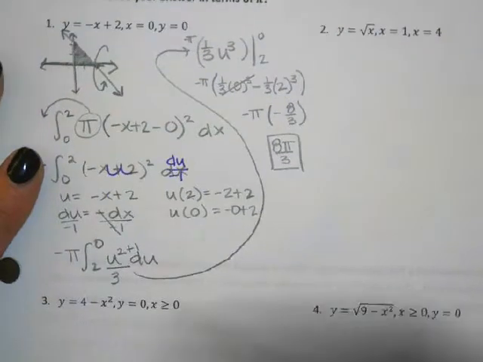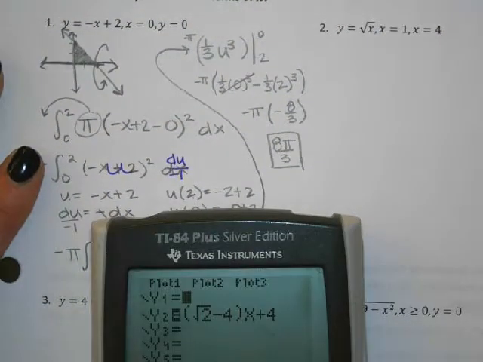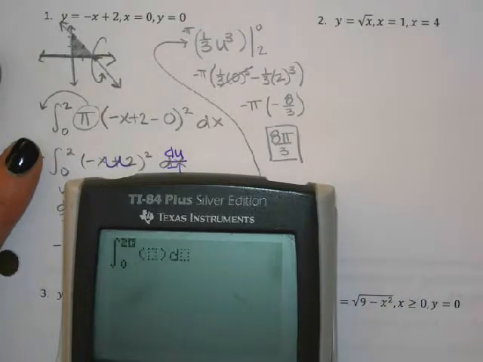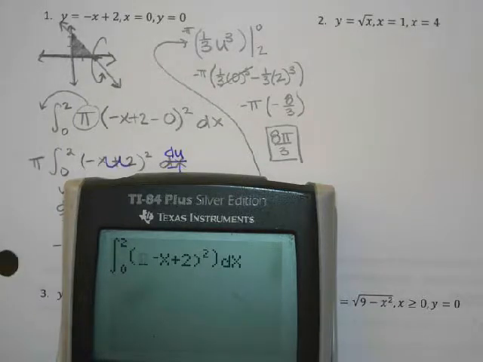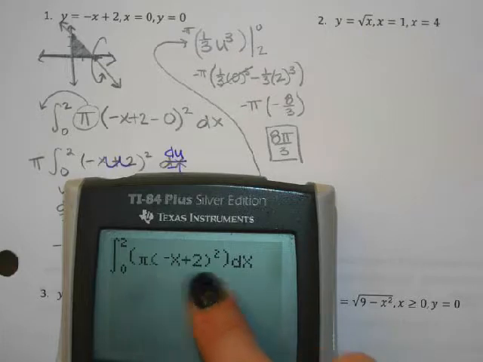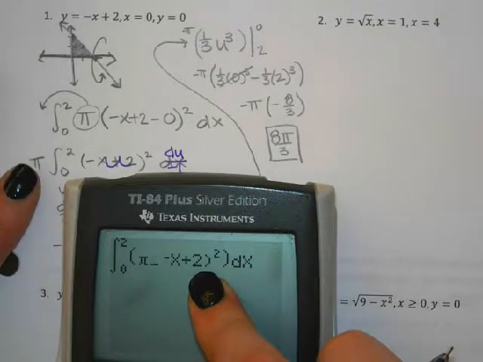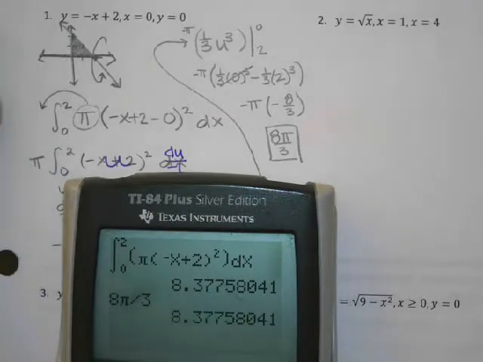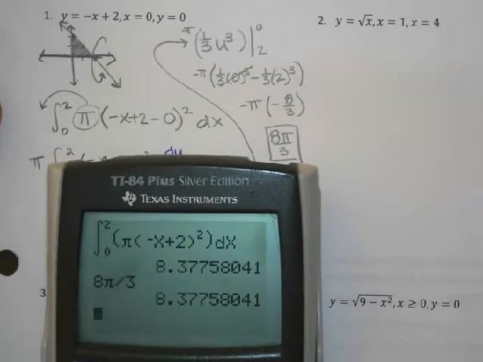And if I want to double check my answer, I type in the integral from 0 to 2 of negative x plus 2 squared. Okay, so I did pi r squared. I'm just typing that in, pi r squared. And I got my decimals, and I'm going to type in 8 pi over 3, and they're the same, so I got it right. Sound good?